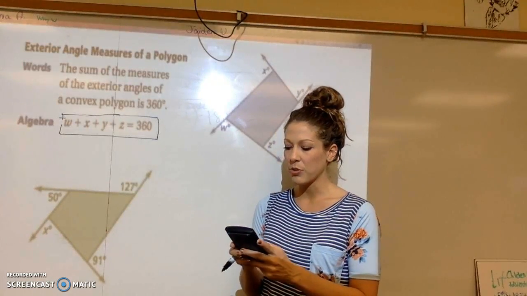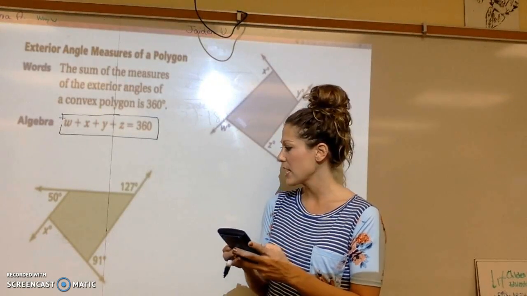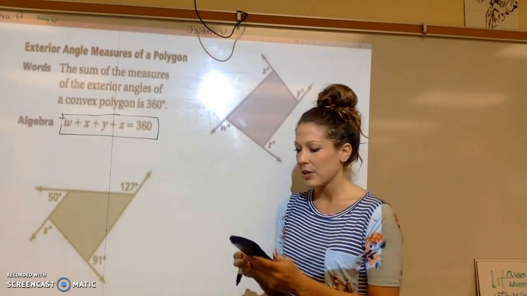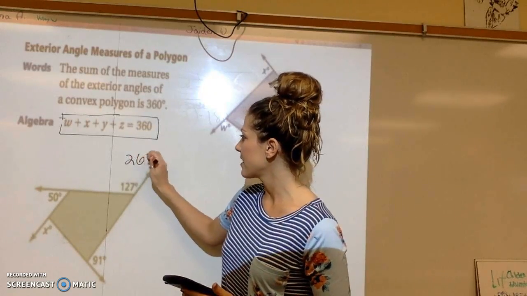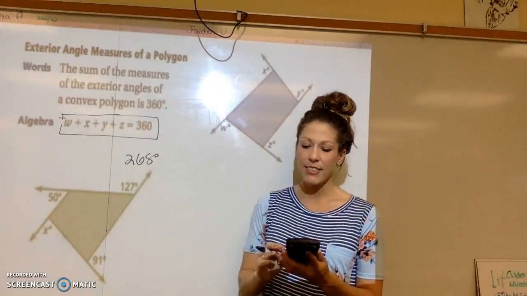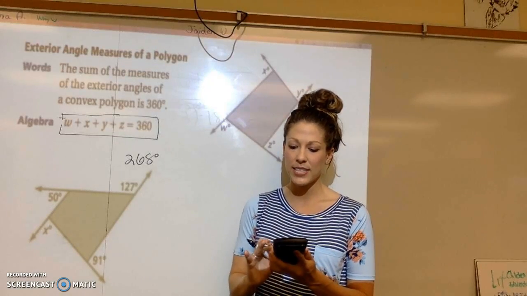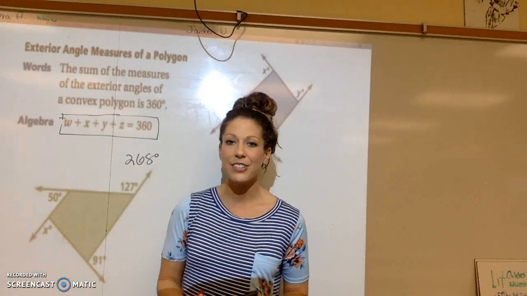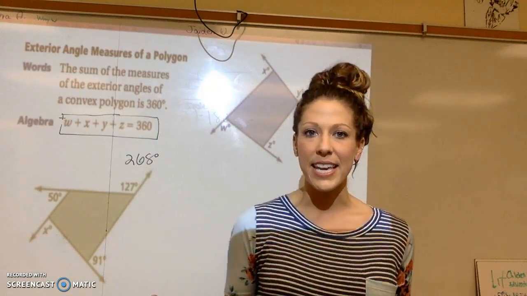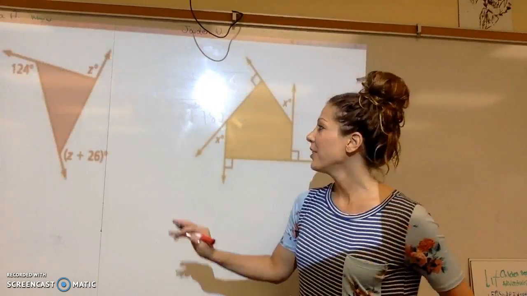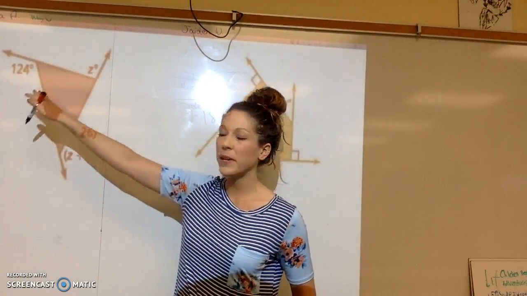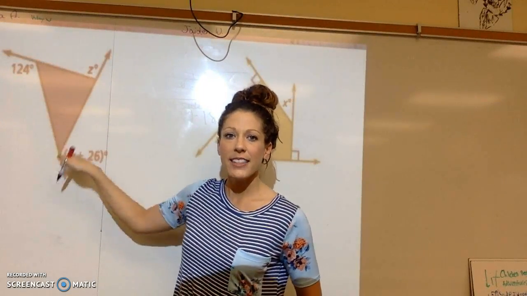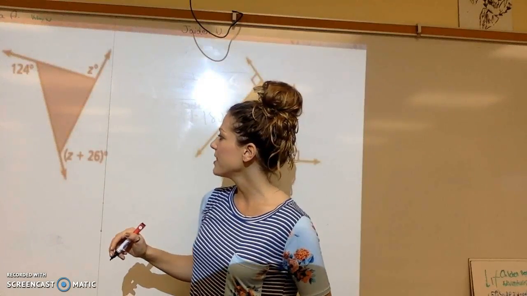So if you're looking for a missing one, all you would do is add up the ones it gives you. So 127 plus 50 plus 91. So those add up to 268 degrees. So if we take 360 minus 268, then that means this angle measure must be 92 degrees. And that's how we find a missing exterior angle. All right, so again, this has 3 sides, but it doesn't matter how many sides there are. The exterior angles always add up to 360.